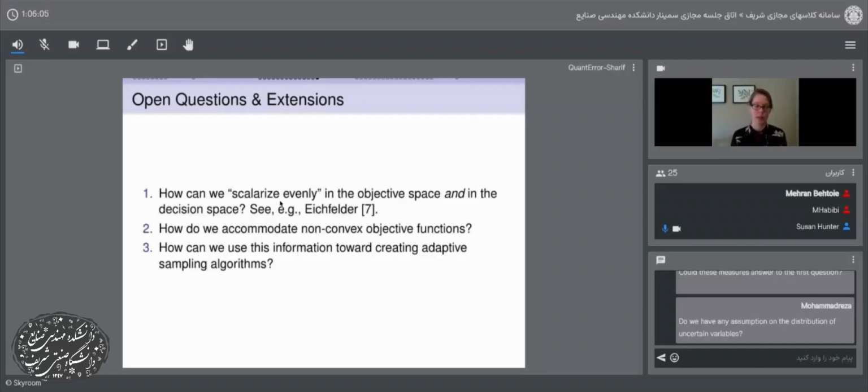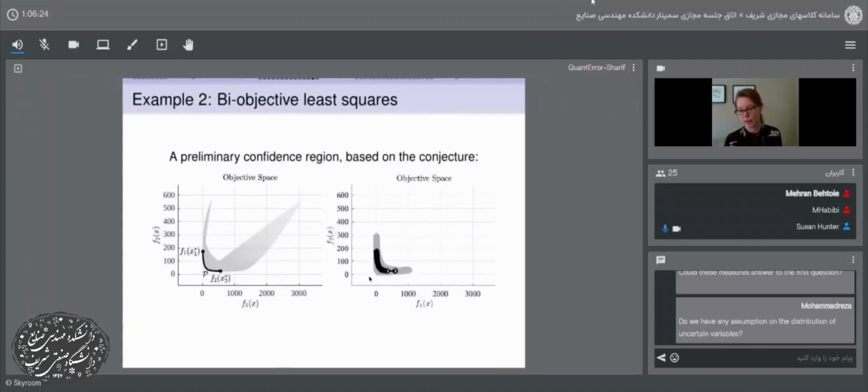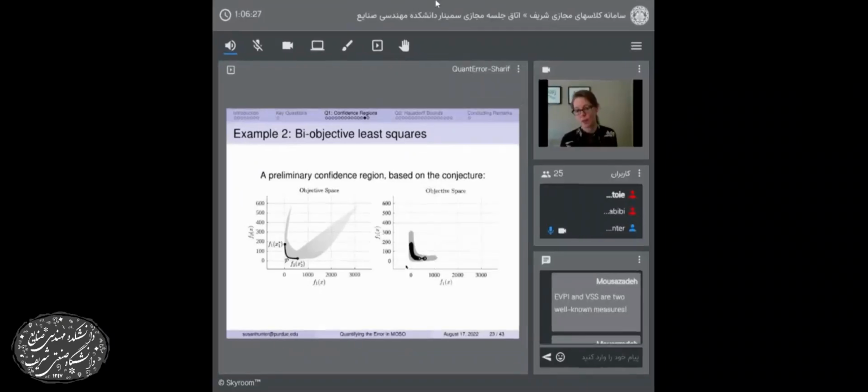We've done linear weighted sum, and we require strict convexity at the moment to make sure that we get a correct mapping. So how do we handle this when we don't have this strict convexity? And more importantly, how can we use this information toward creating adaptive sampling algorithms? If you plot your Pareto set and say that you really want to narrow this part of the region, then you might want to sample there more and see if you can get more data in that area. So how can we do that when we have to spend n samples per point, for example, in a Monte Carlo simulation context?